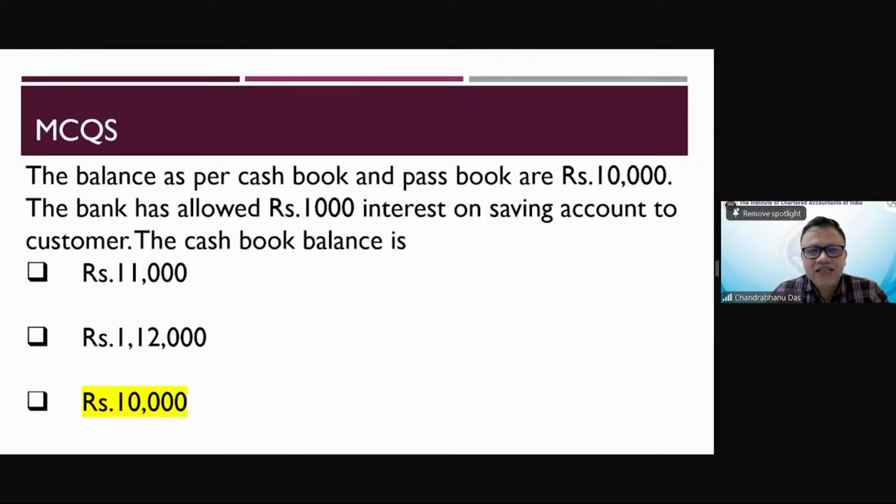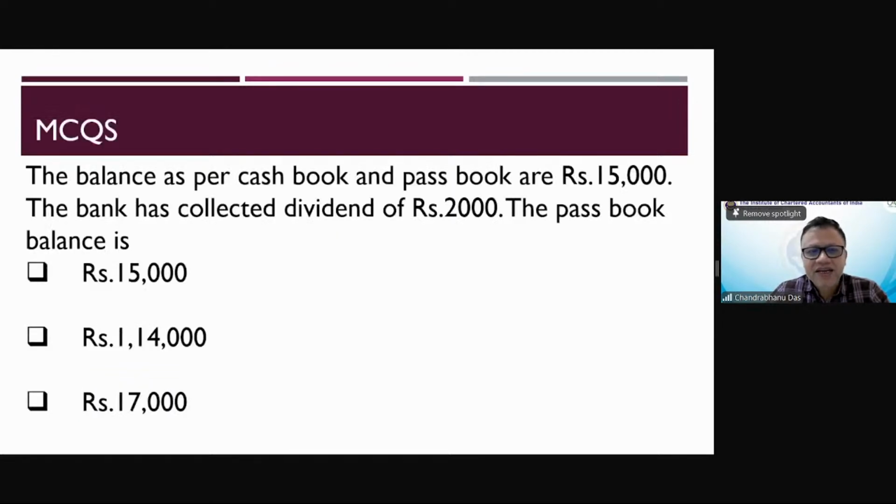So I have shown here the cash book balance is 10,000. Now here the balance of cash book and passbook is 15,000. The bank has collected a dividend of 2,000. So what should be the passbook balance? If anybody wants to answer, raise your hands and tell. Just two participants raised hands. You can unmute yourself and answer. Somi Larora. 17,000. Thank you, Somi.